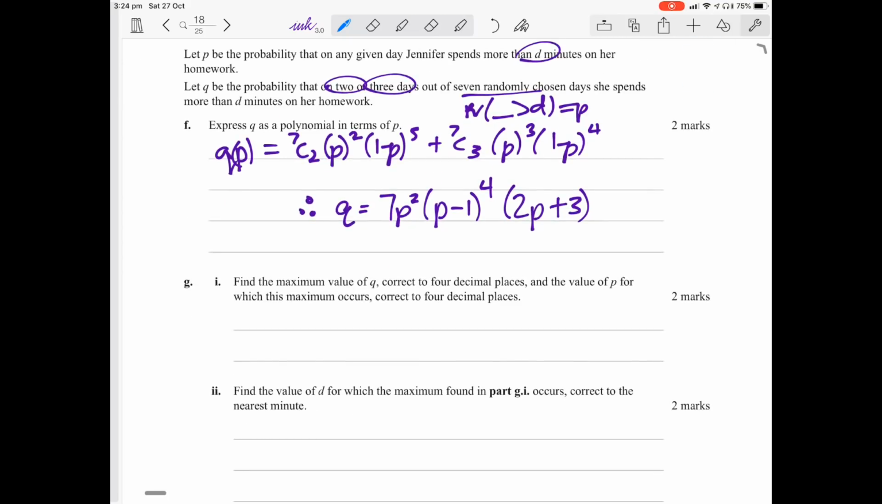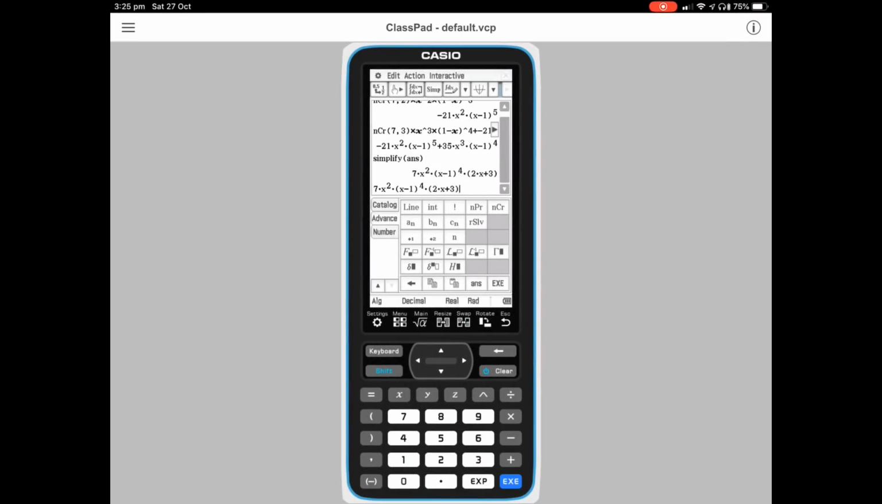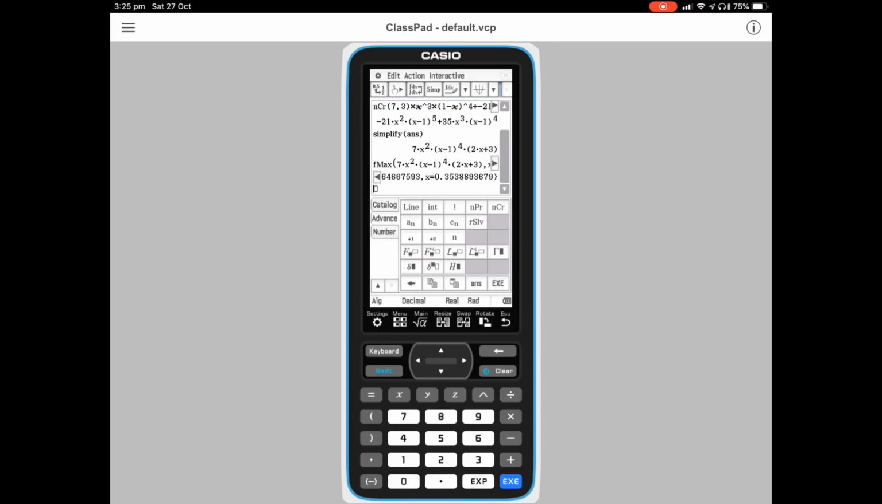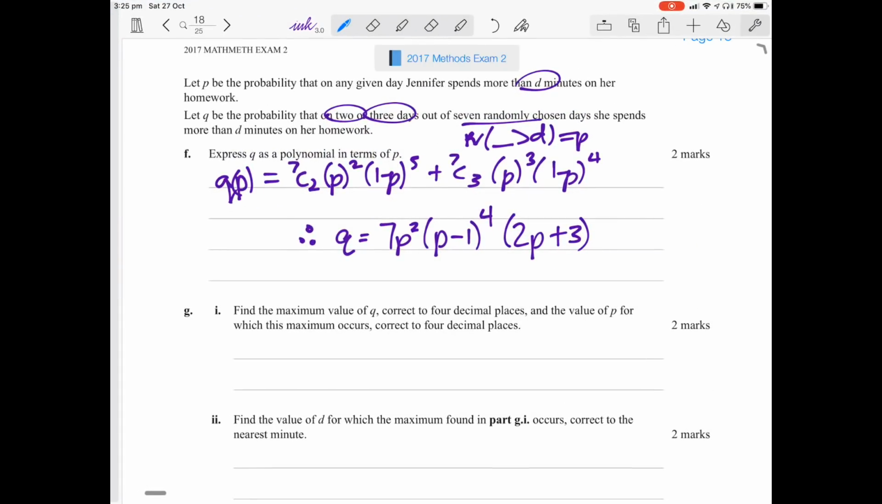Find the maximum value of Q, correct to 4 decimal places, and the value of P for which this maximum occurs. So I want to find the maximum value of that function, 7P squared, P minus 1 to the 4, P plus 1. It's got to be between 0 and 1 because it's a probability. So let's do calculation F max from 0 to 1.